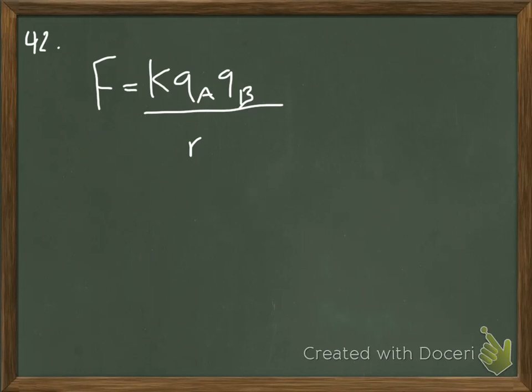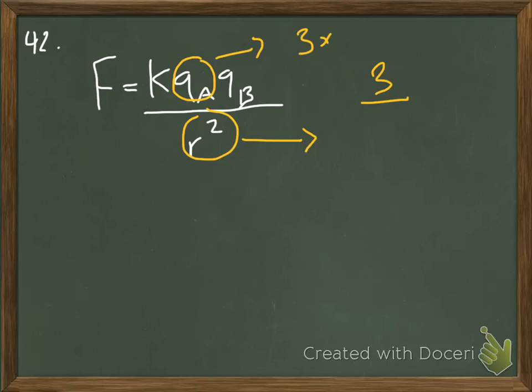Part E, oops, I went too far. Part E says if QA is tripled, so if this thing is 3 times what it originally was, and R is doubled, what would happen? Well, if QA is tripled, that means the top is going to be 3 times. So let's put a 3 up there. It's going to be 3 times what it was originally. If you double R, that means it's going to be 1/4 of what it originally was. So that means that your force is going to be 3/4 of what it originally was.